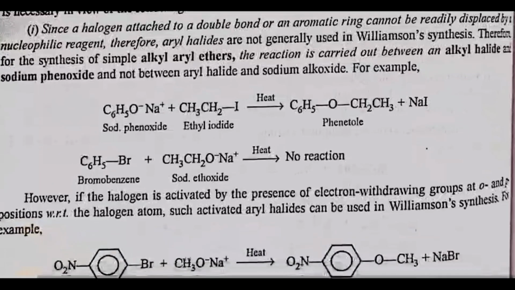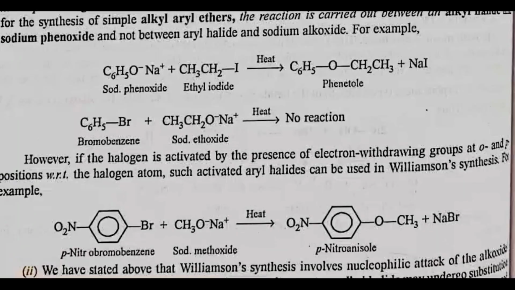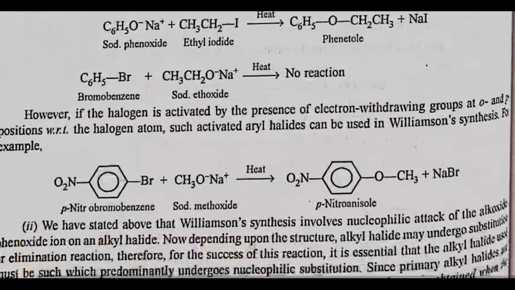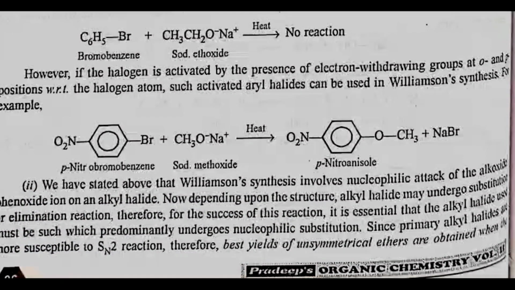For example, sodium phenoxide plus ethyl iodide on heating gives phenetole. Bromobenzene plus sodium ethoxide gives no reaction. However, if the halogen is activated by the presence of an electron withdrawing group at ortho and para position with respect to the halogen atom, such activated aryl halides can be used in Williamson synthesis. For example, p-nitrobromobenzene plus sodium ethoxide gives p-nitrophenetole.